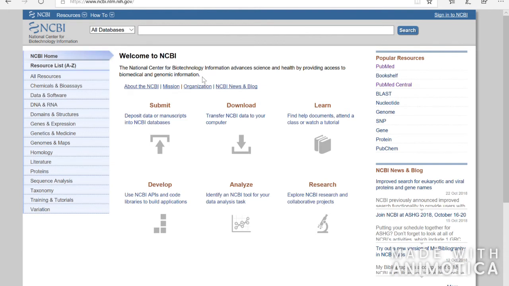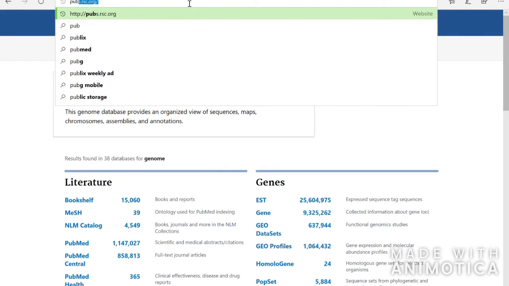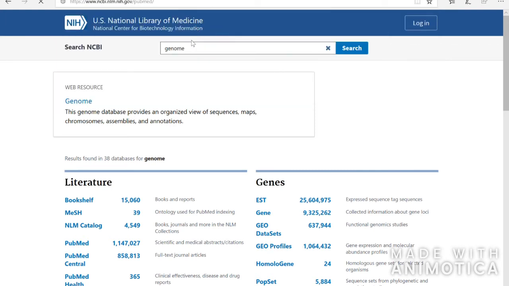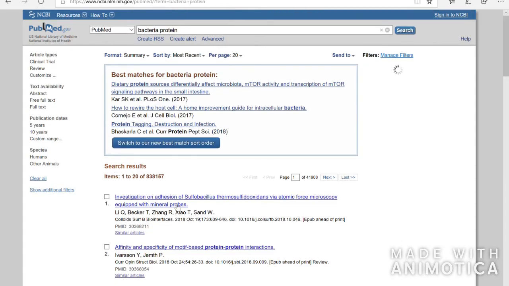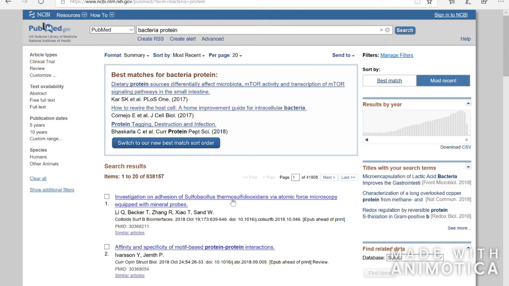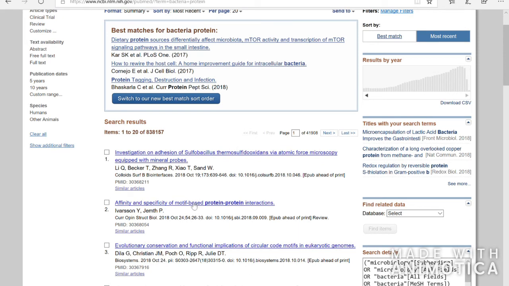So let's go ahead and do, we can do genome, I guess. What do we get here? Hopefully nothing too complex. This is not where I want to be. Hold up. PubMed? There. It's definitely not what I want. Actually, let's do bacteria protein. Investigation on adhesion of Sulfobacillus thermosulfidooxidans via atomic force microscopy equipped with mineral probes, affinity and specificity of motif-based protein-protein interactions. Is that recent? Evolutionary conversion and functional implications of circular mode. You know, let's just do this one.